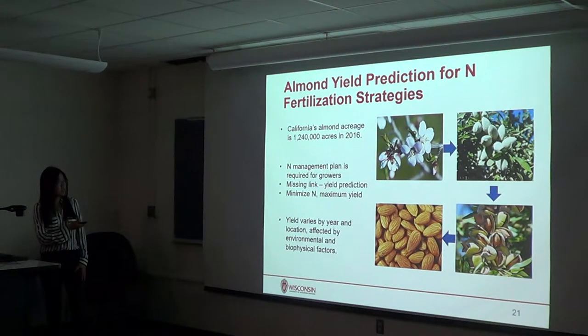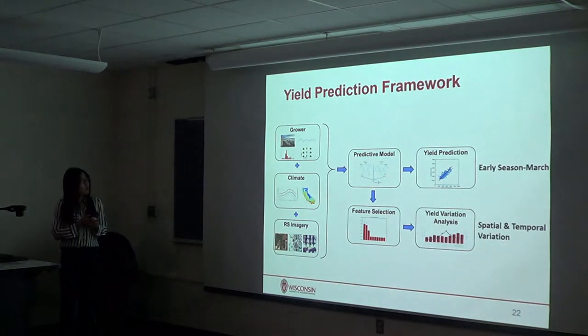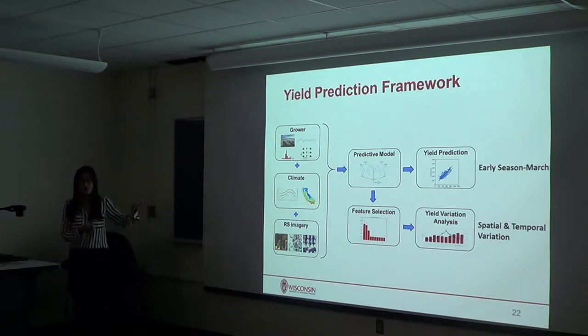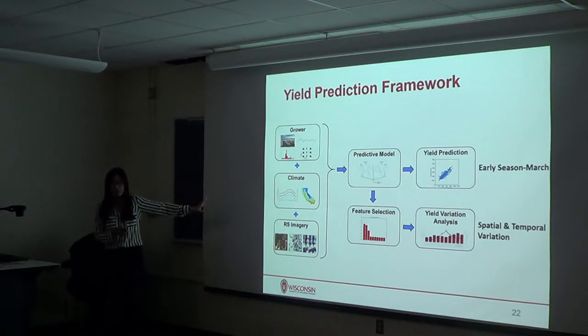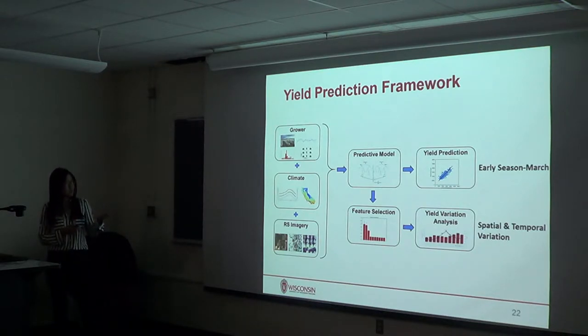Also, almond is a perennial crop, and the yield changes by year and by location. We want to know what the main drivers are for explaining such variation. This is the framework for this work. We collaborate closely with the local almond growers. They send us field level information like historical yields, planting density, and tree age, and we also access publicly available climate data and remote sensing imagery. We develop a predictive model to first predict the end of season yield in early season, in March, and also extract the important features from the model to help explain the spatial and temporal yield variation.